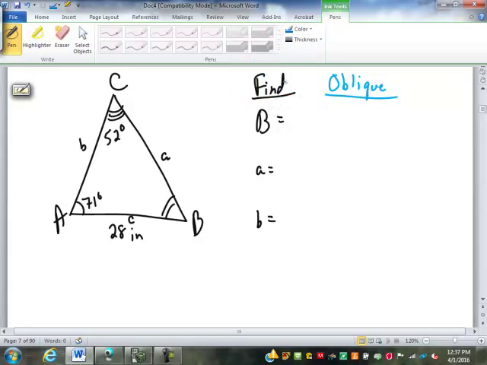Looking at this, finding angle B, of course, is simple. What do we do? Subtract 52 and 71 from 180, which leaves us with what, 57 degrees. So 180 minus the 52 and the 71 leaves us with 57. Sides A and B, however, are not so simple to find.